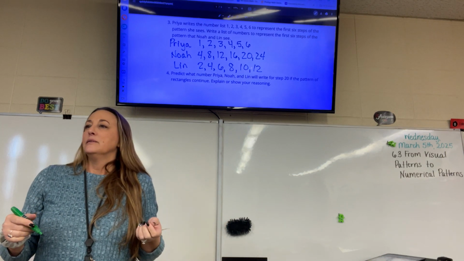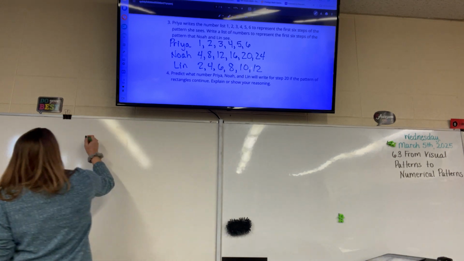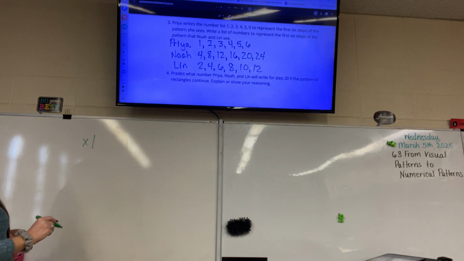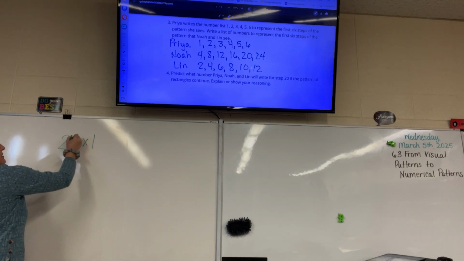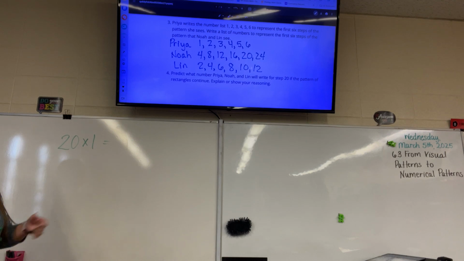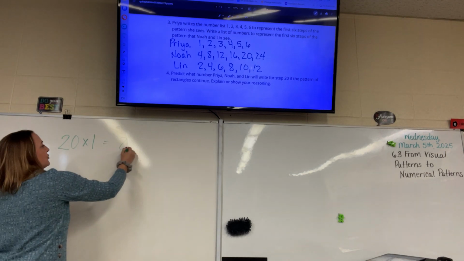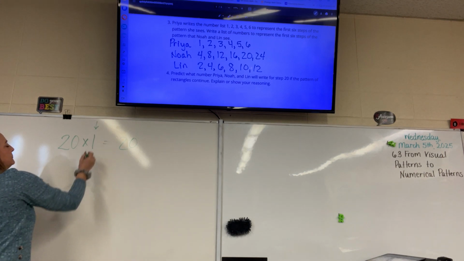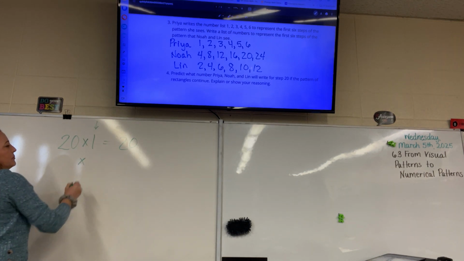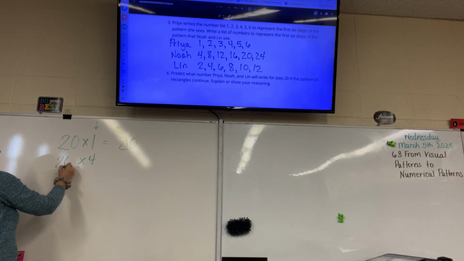What are they going up by each time? Ari? By 1. So Priya's rule is times 1. And step 20 would be the 20th step, right? So how many rows would there be on step 20? 20. Because her rule is times 1. What is Noah's rule? How many? 4. Times 4.